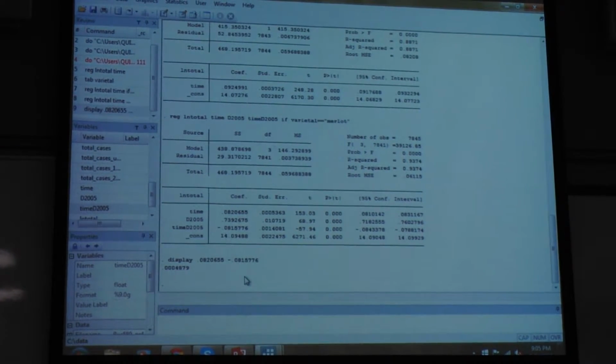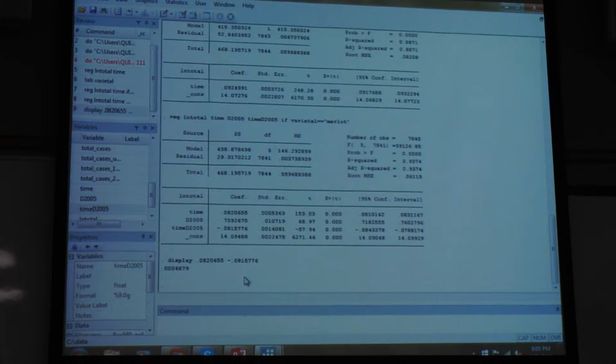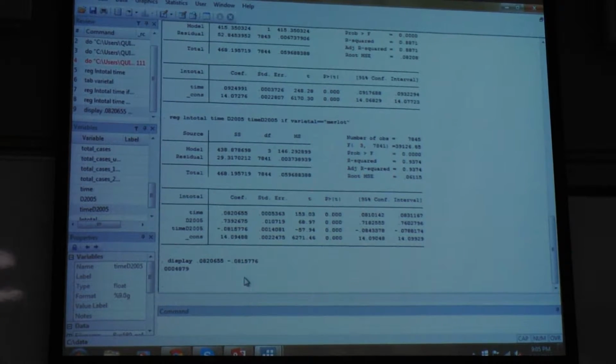we need to do what? Generate one variable. We need one new variable, and then all the rest are what? Our interactions. That's it. We're done.